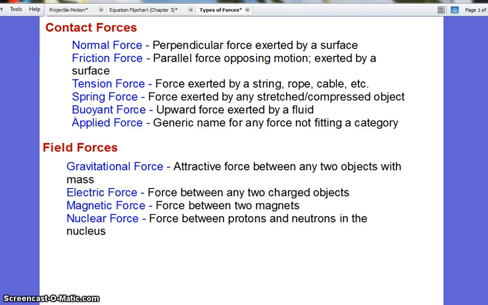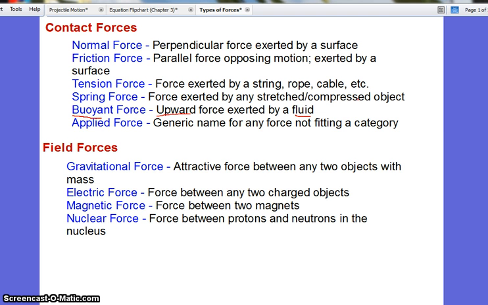Next type of force is a buoyant force, in which a fluid exerts a force on the object. A fluid is a liquid or a gas. The most common fluid we're used to is water, and whenever you're in the water, you've probably noticed that things seem a little lighter. The reason they seem lighter is because the water actually exerts an upward force on the object, helping you lift it.